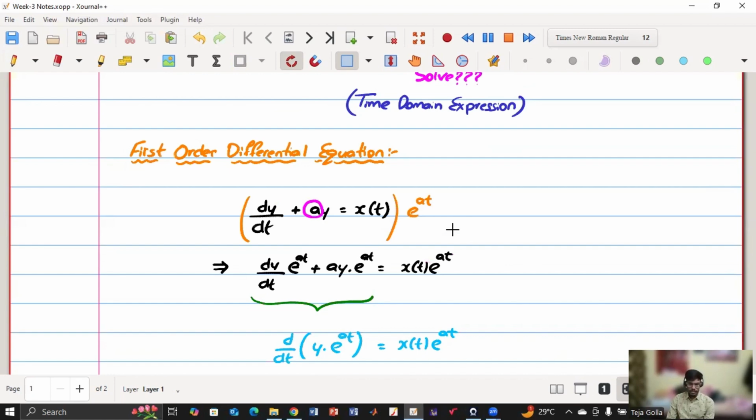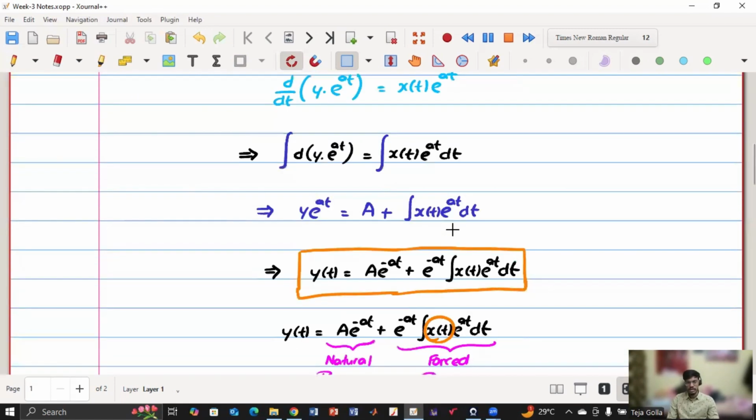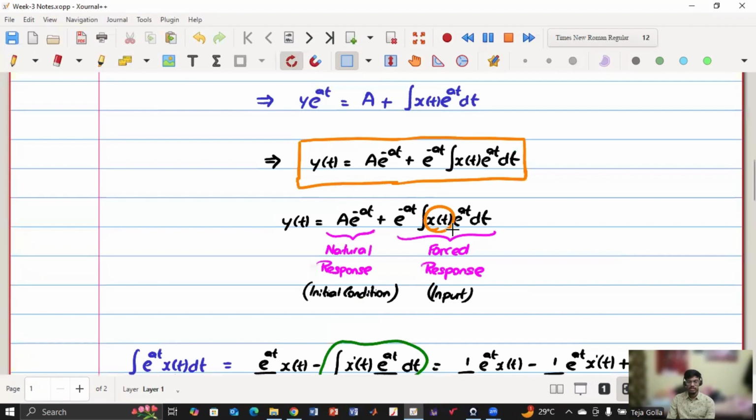So if we have the first order differential equation, I'll skip each and every step and just explain the overall methodology. We'll multiply by e to the power at, and then apply integration on both sides to get this expression, which has two terms. One is because of the natural response, and one is because of the forced response.